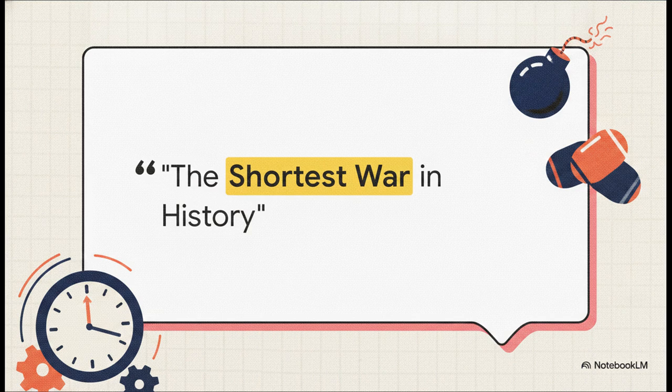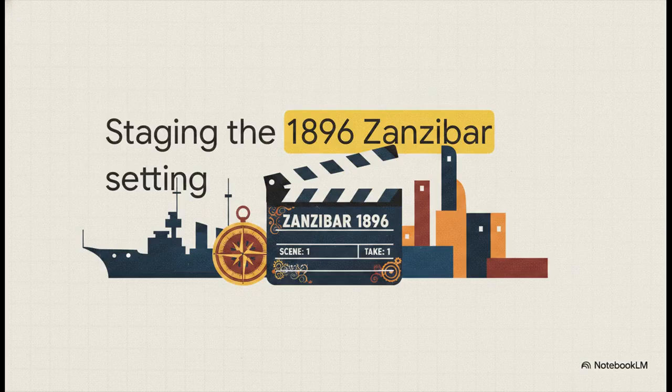I pause there because the text itself is intentionally designed to make you pause. These specific words serve as the ultimate narrative hook. It creates a massive curiosity gap. You instantly wonder, wait, how short was it? Who was even fighting? By pairing that ticking clock with this exact phrase, the blueprint practically ensures the viewer is locked in. Moving on to phase 2, staging 1896 Zanzibar.